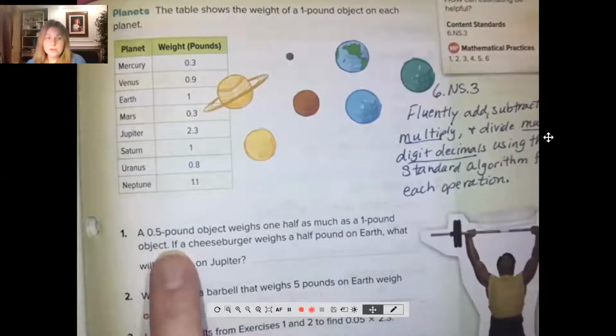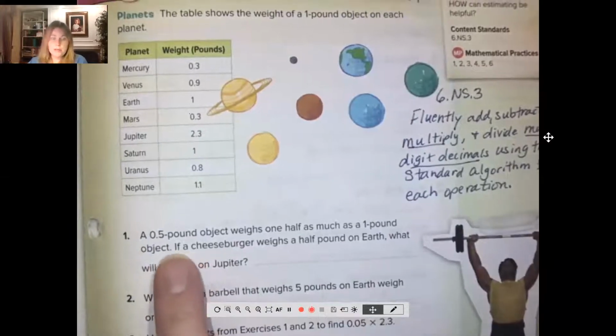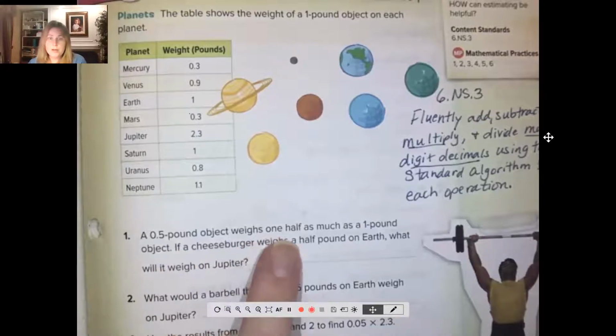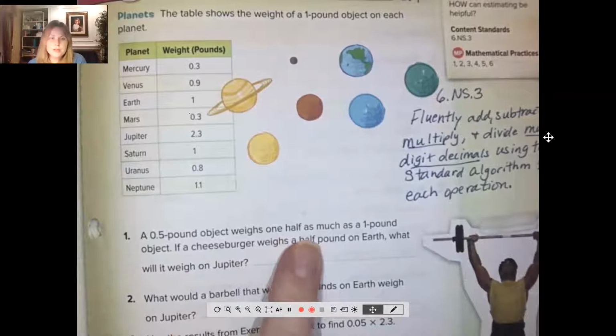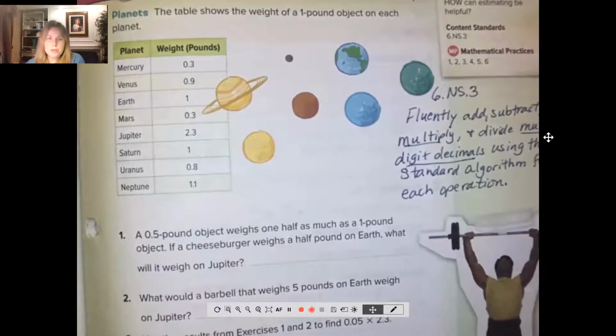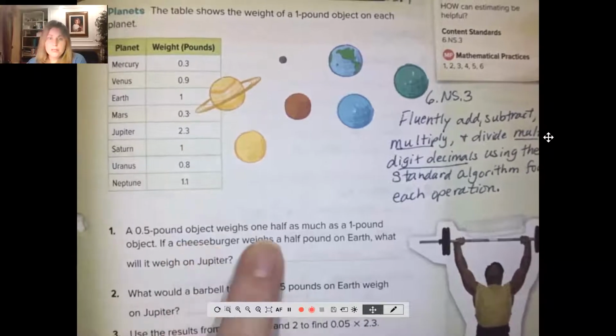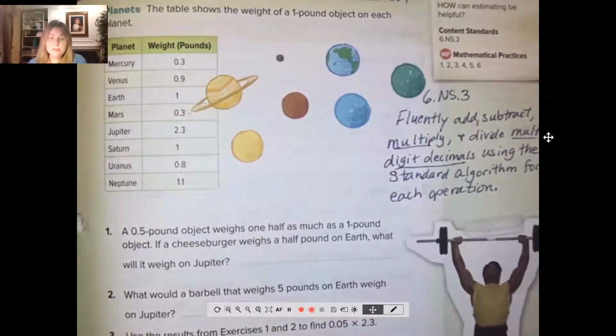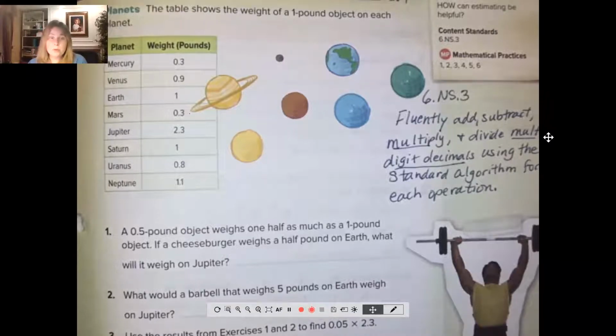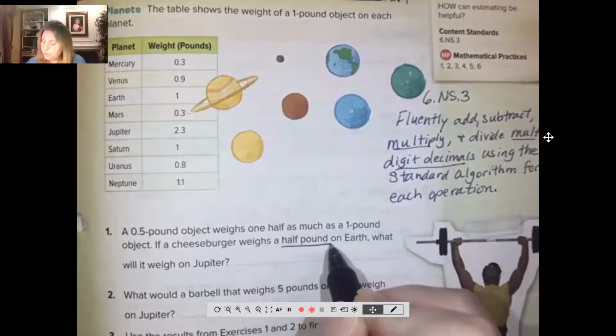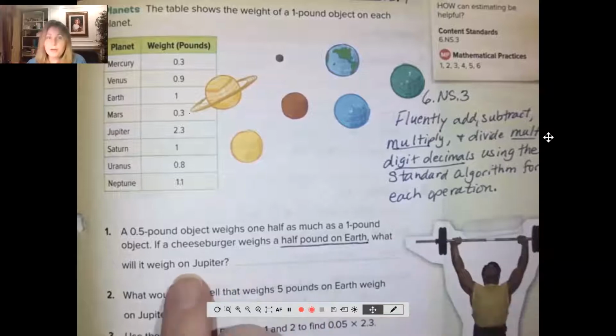First of all, they're giving us just a clarifying statement here. A 1/2 pound object weighs 1/2 as much as a 1 pound object. You guys know that. It's very simple. Don't get confused by that statement. If a cheeseburger weighs a 1/2 pound on Earth, what will it weigh on Jupiter? So it's a 1/2 pound on Earth, and we want to know what that will weigh on Jupiter.